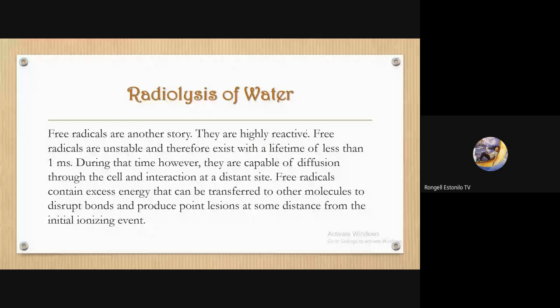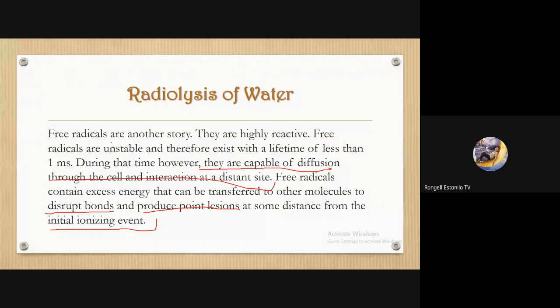So the free radicals are another story. They are highly reactive. Free radicals are unstable and therefore exist with a lifetime of less than 1 millisecond. During that time, however, they are capable of diffusion through the cell and interaction at the site. So radicals containing energy can be transferred to other molecules to disrupt the bonds and produce point lesions at some distance from the initial ionizing event. So take note, this is the adverse reaction that happens because the human body is 80% water.